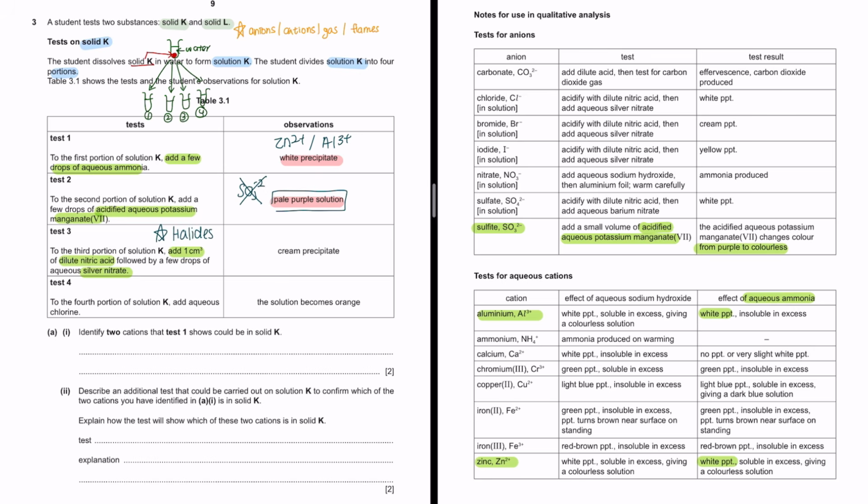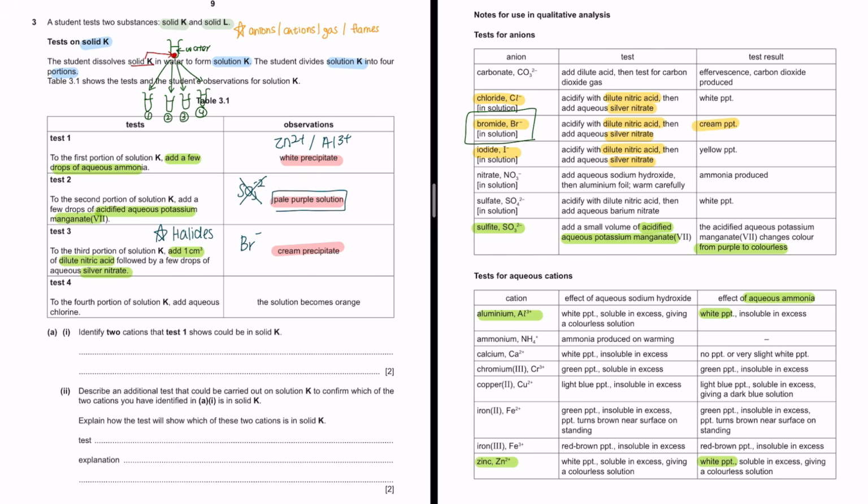Next, to the third portion, 1 centimeter cube of dilute nitric acid followed by a few drops of silver nitrate is added. This is a test for halides. So for chloride, bromide, and iodide, which are halogens of group 7, it will be tested by adding nitric acid and silver nitrate. So a cream precipitate is observed here. If a cream precipitate is observed, it means that bromide ions are present in this solution. So this solution has Br-.